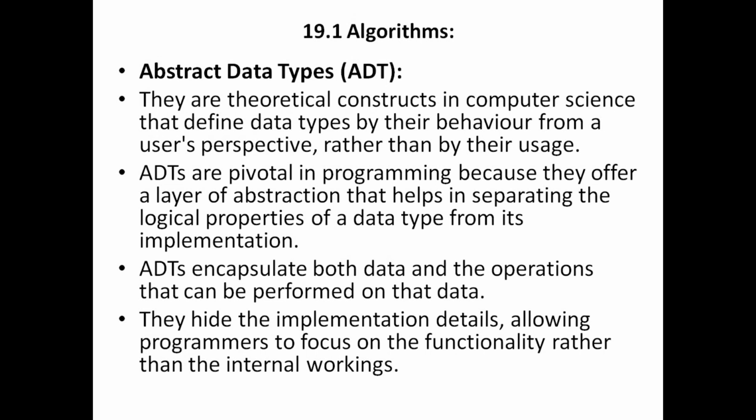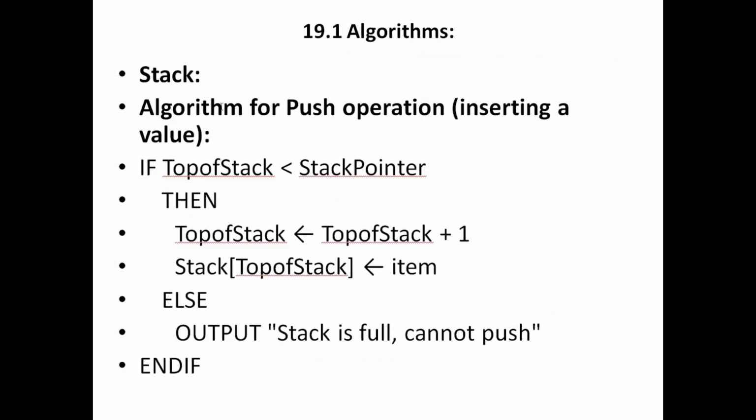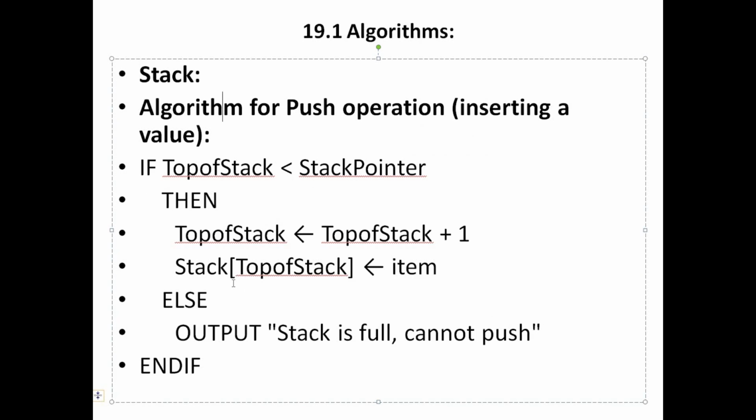Next, we have some abstract data types. These are theoretical constructs that define data types by their behavior. ADTs basically encapsulate both data items and their operations. You studied about them in chapter number 13 as well as chapter number 10. Over here, we are only going to look at the algorithms needed to perform different operations on abstract data types. We are not going to go into detail of what it is and how you can declare it. That part is taken care of in chapter number 13.